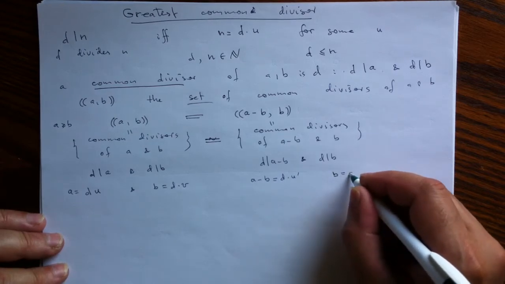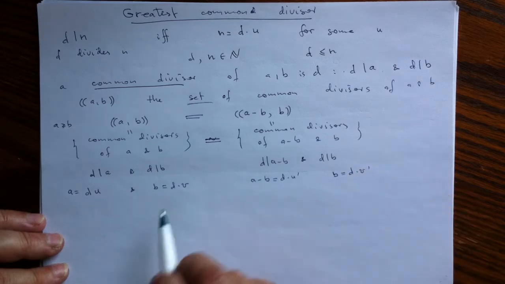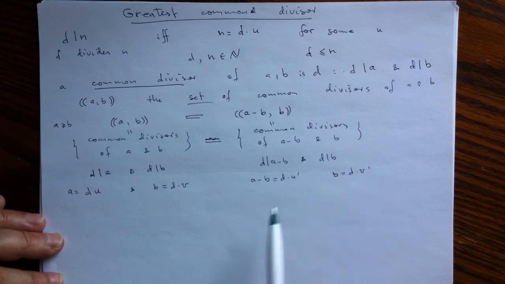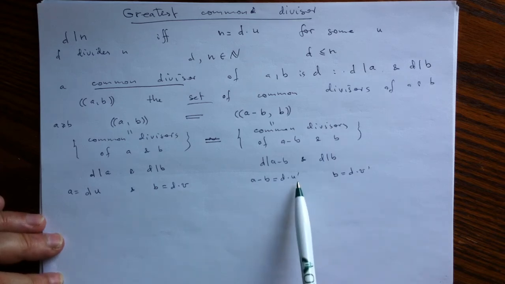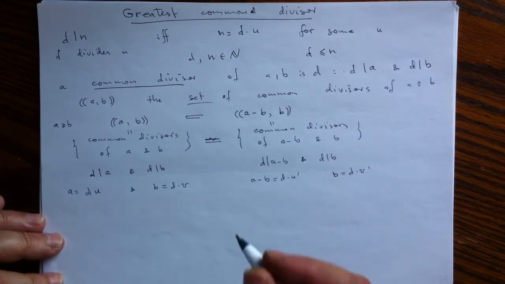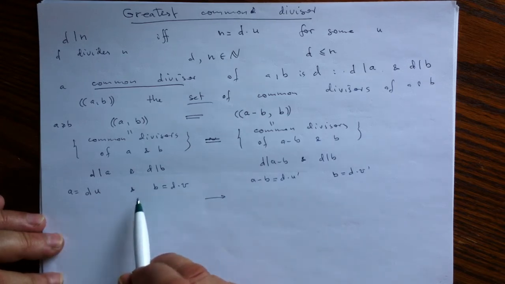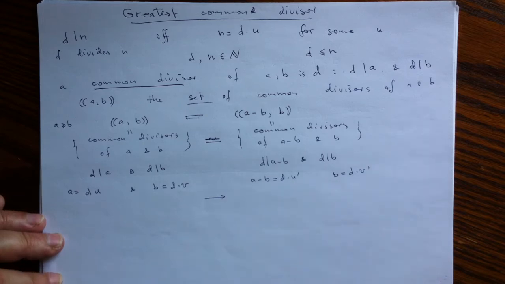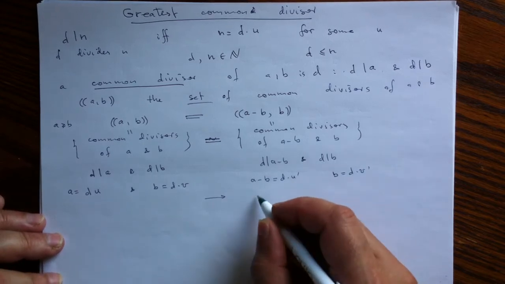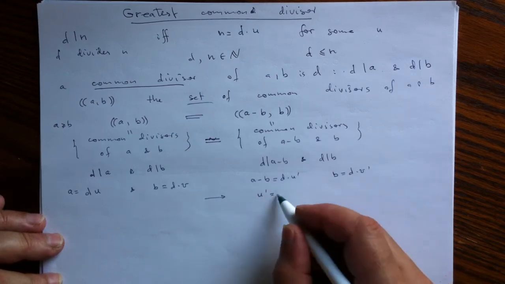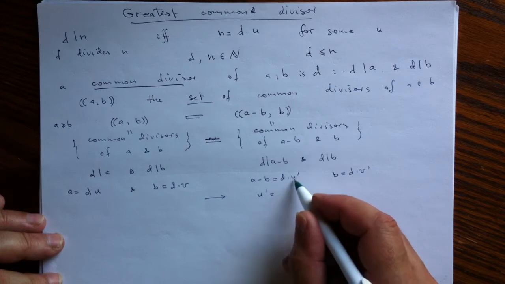And B is equal to, I will use V prime, although it will be the same as V. So now I have to argue that if I have D satisfying these two equations, and D will have to satisfy these two equations with a different, perhaps U prime and V prime. So how to go from U and V, knowing that D divides A and divides B, to U prime and V prime? Well, that is given by two formulae.